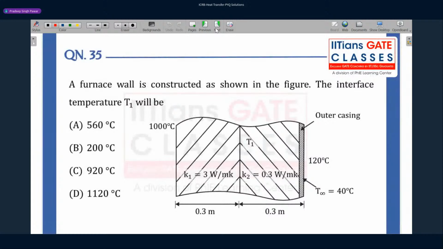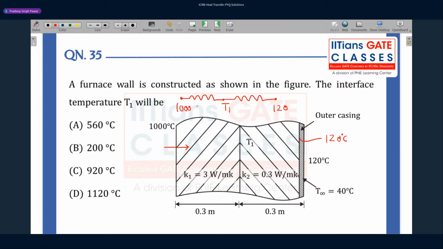A furnace wall is constructed as shown in the figure. The interface temperature will be how much? That is what it is asking. Very simple problem here again. So look at it. This end of the wall is at 1000 degrees, so we'll draw the resistance network. Heat will get conducted through the solid from the high temperature surface to the lower, because one face is maintained at higher temperature and the other face at lower temperature. This face is at 120 degrees C. So this is 1000, and then the other is 120.